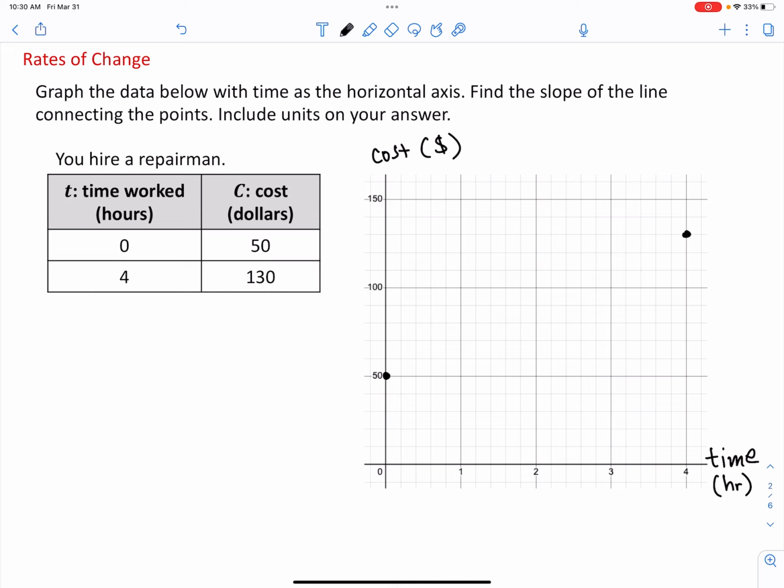If we were to draw a line segment connecting these 2 points, then the slope of this line segment is going to be one of the two rates that we calculated above.